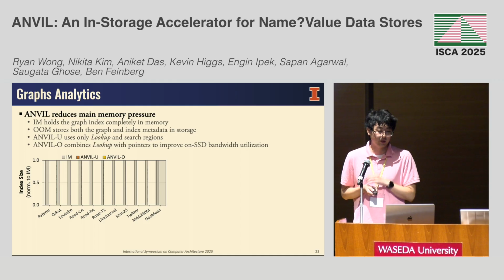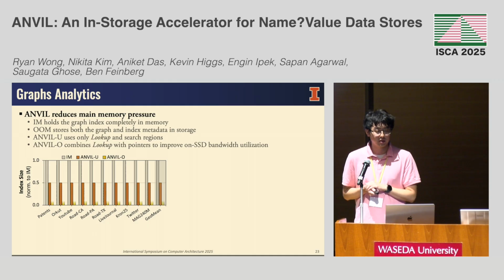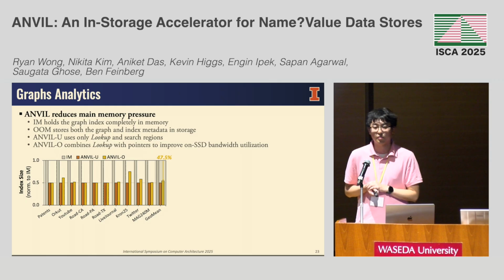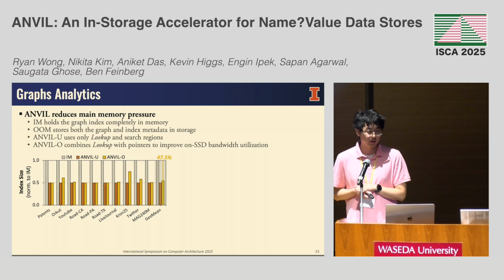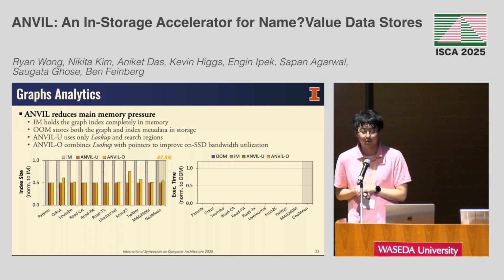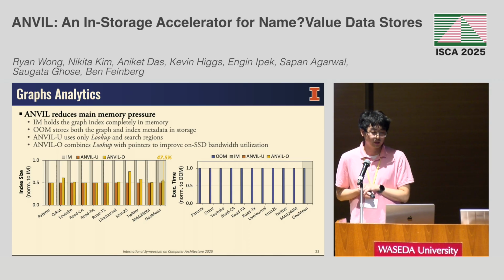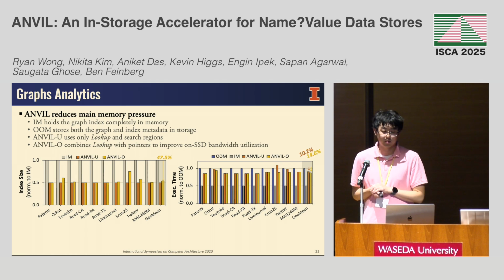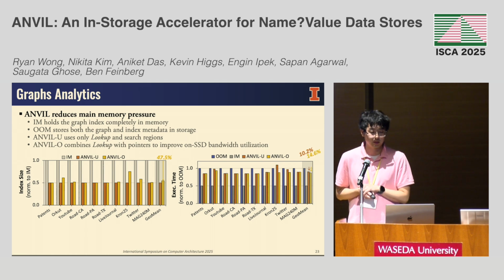When we look at the metadata overhead, we observe that ANVIL is able to reduce the index metadata in main memory by 47.5%. And when we look at the execution time of executing the SSSP algorithm, we can see that ANVIL can improve the performance, or reduce the execution time, by 14.6%.